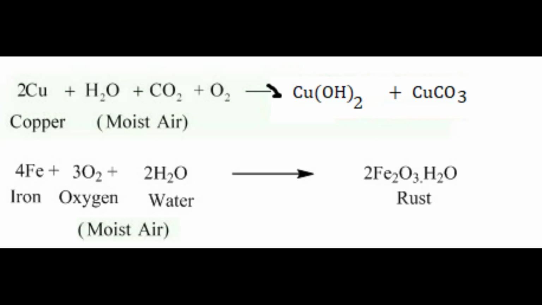Iron reacts with oxygen and water to form iron oxide. Yes, we will see these reactions, which we call rusting of iron. Rusting of iron is learned. We have seen this from our childhood, but we don't know what the chemical reaction is so far.